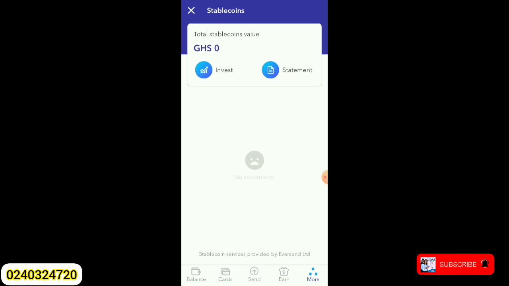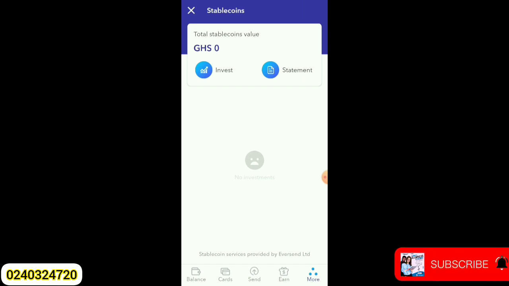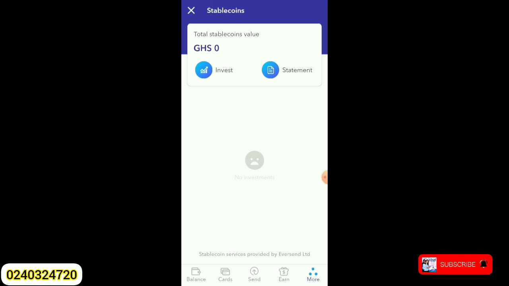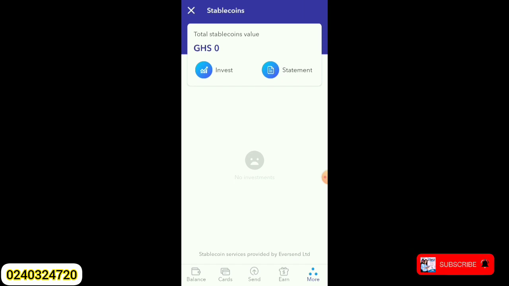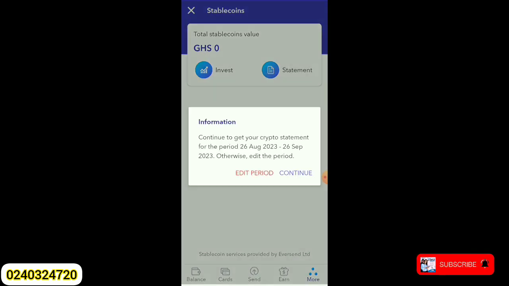Let's say when you put money in your account and the money is reducing, you don't know the reason why, or why some of your coins are declining. This statement is there for you to know how your coins are going, why you're getting more coins, and how the investment is going. So this statement will show you. Let me click on the statement.